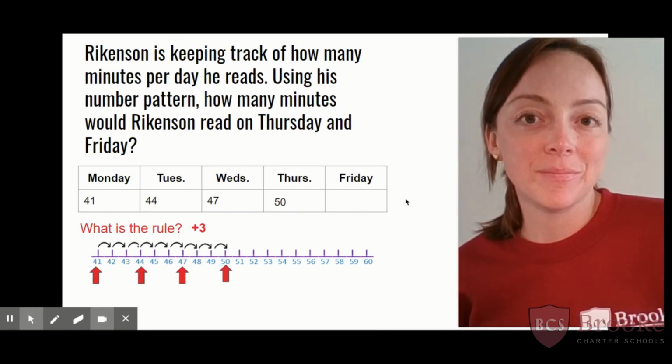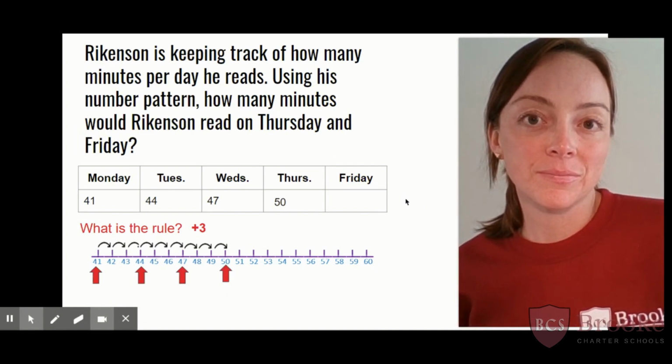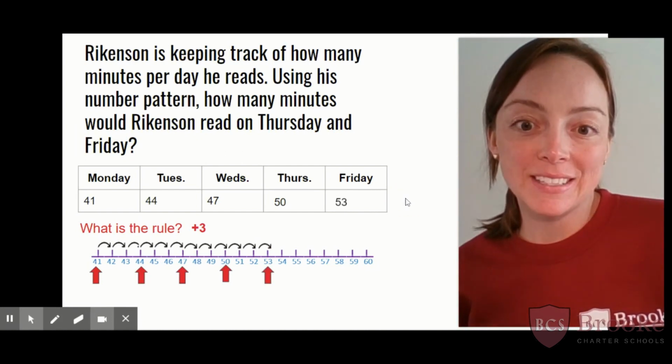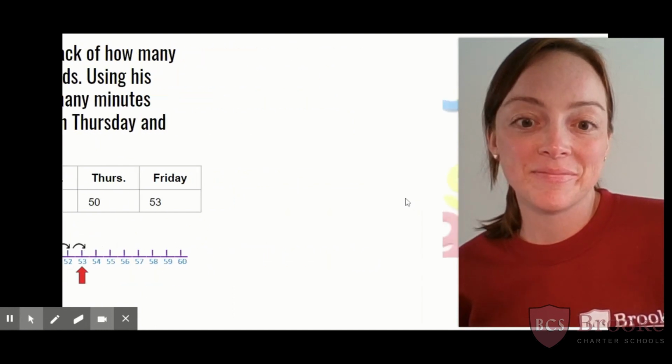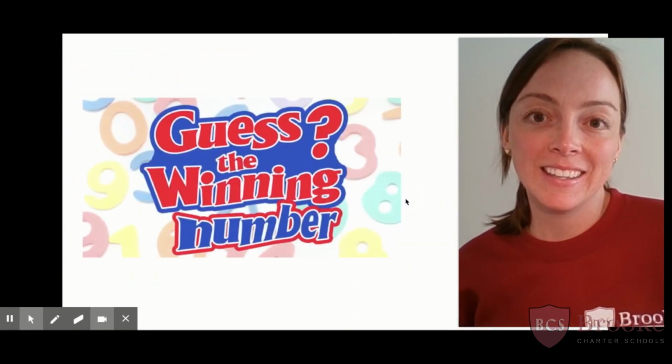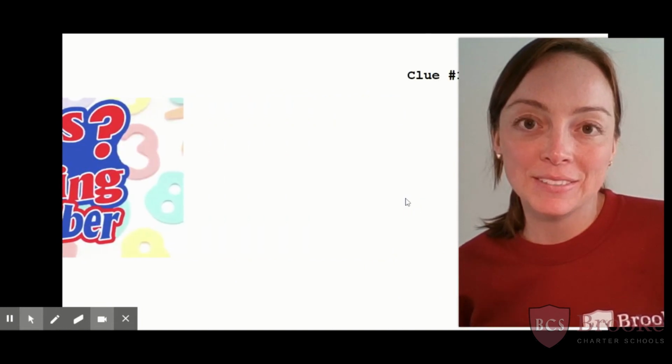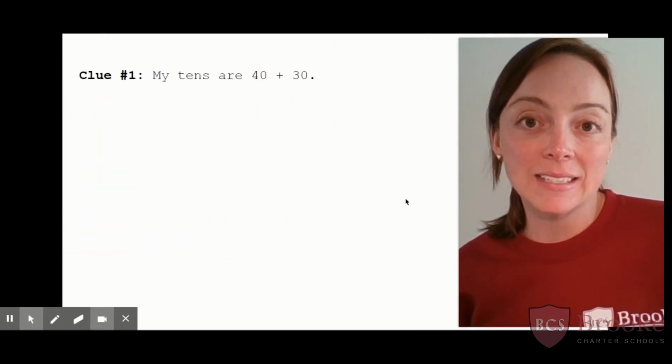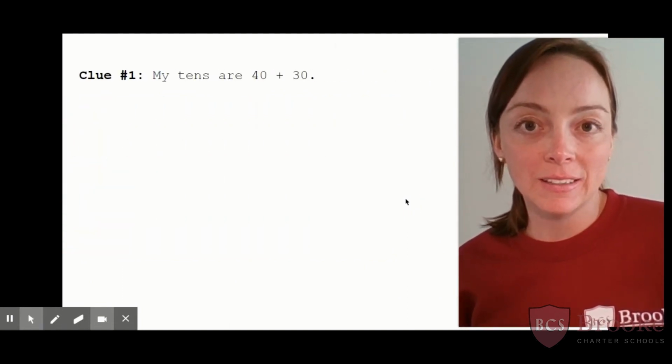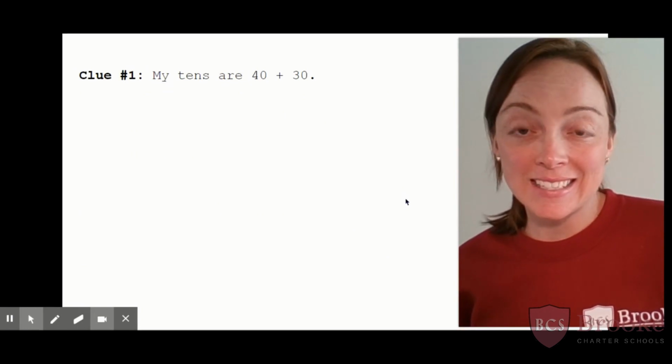What about Friday? Exactly, 53 minutes. That's a lot of reading. Nice job, Rickinson. Now it's time for guess the winning number. Clue number 1. My tens are 40 plus 30. We know that's just adding sticks of 10.